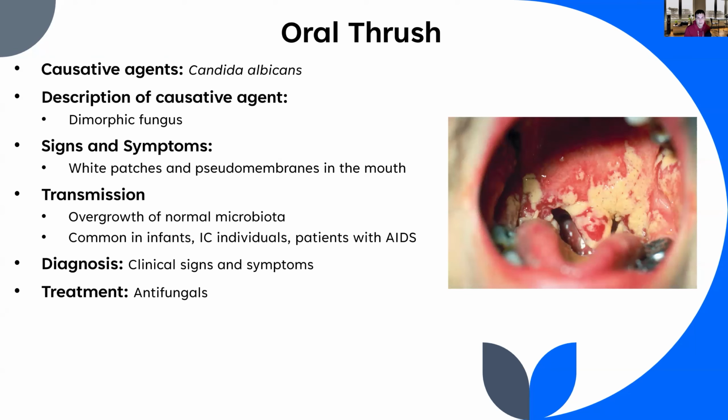The one thing to note is if this is a patient who, based on your understanding, should be fully immunocompetent, it might warrant further investigation to find out why this fungus was able to overgrow in the way that it did, because it's not a normal thing to have happen in a healthy individual with a normally functioning immune system.